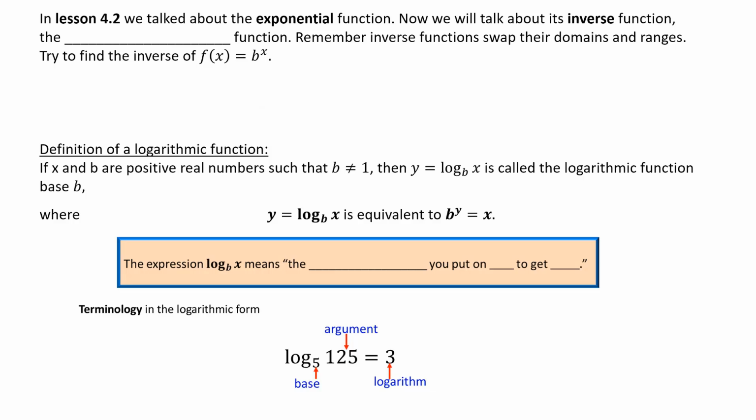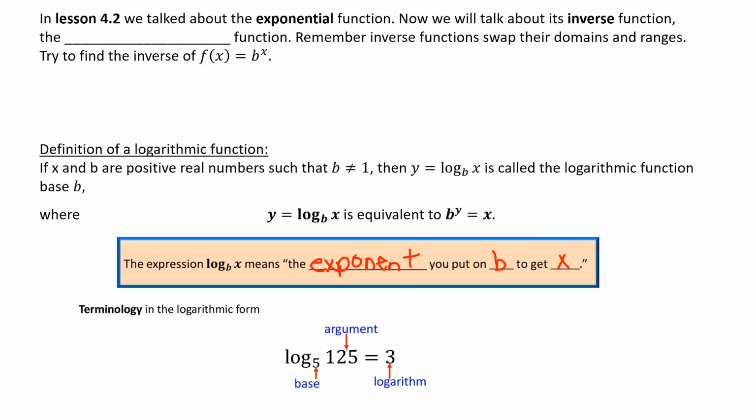So the definition of a logarithmic function: if x and b are positive real numbers such that b is not 1, then y equals log base b of x is called the logarithmic function base b, where y equals log base b of x is equivalent to b to the y equals x. So the expression log base b of x means the exponent. Log means exponent. So log base b of x means the exponent you put on b, the base, to get x, the number.